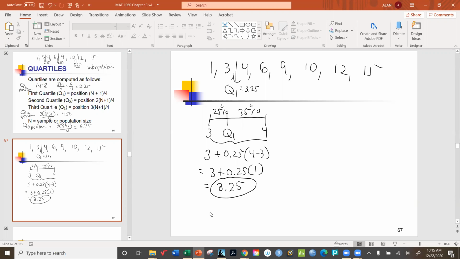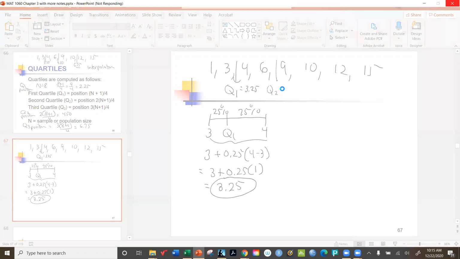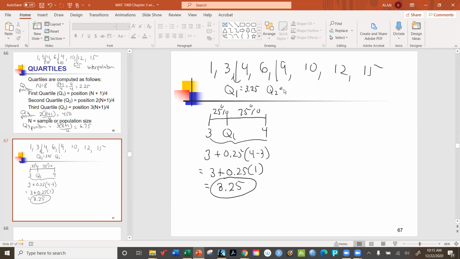Now, the second quartile is easy because it's really nothing but the median. For this one, if you choose to do so, you can replace this interpolation business with the median if you want to. But look at what you're doing here. You're trying to find the exact middle of this interval. 50% is on either side of this Q2.